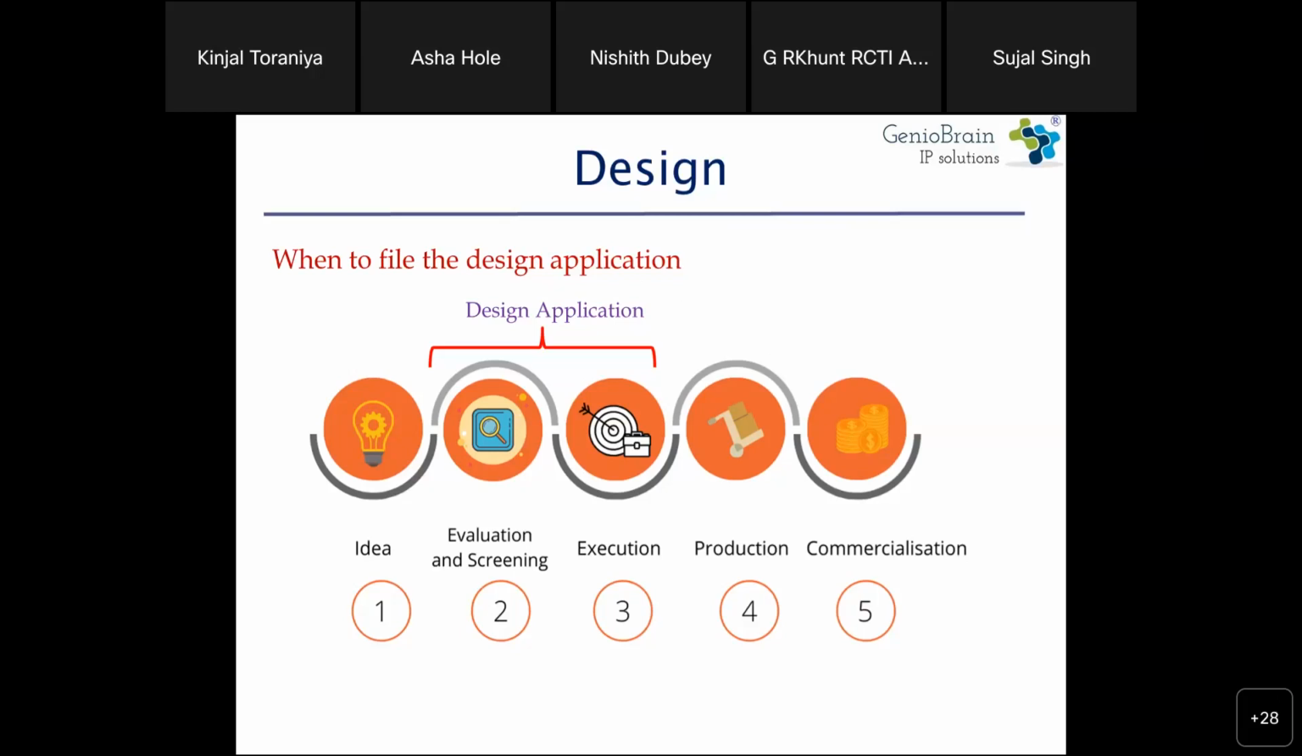I am reiterating it. After commercialization, once your product is in the market, you cannot file a design application. Your design would no longer be new once you go into the market. So design application commercialization के बाद file नहीं हो सकता because your particular design lacks the newness. Your particular article lacks the newness. So you need to file a design application before production itself. This is the stage where you need to identify whether your design has been there or not.